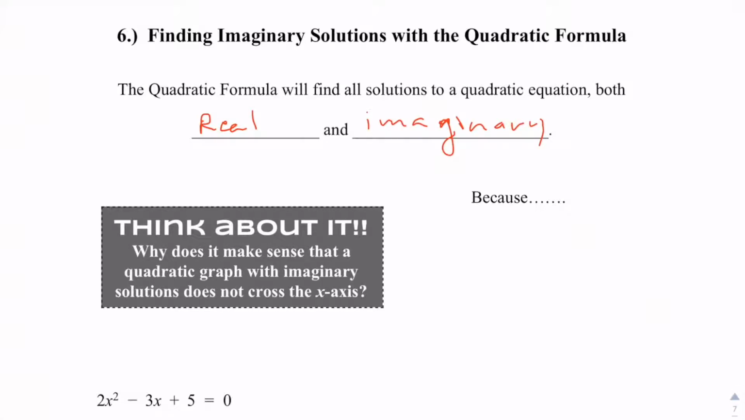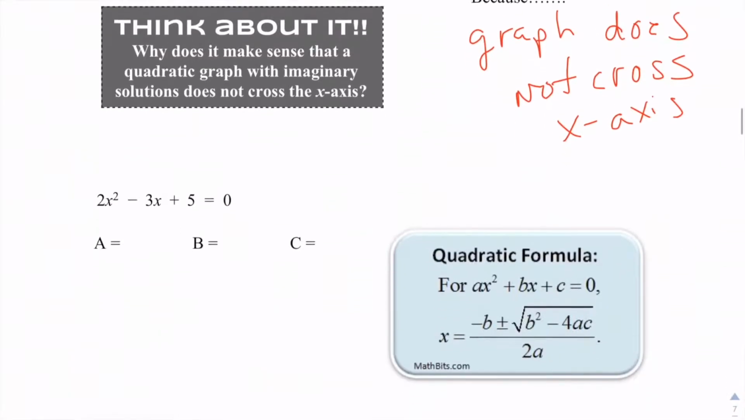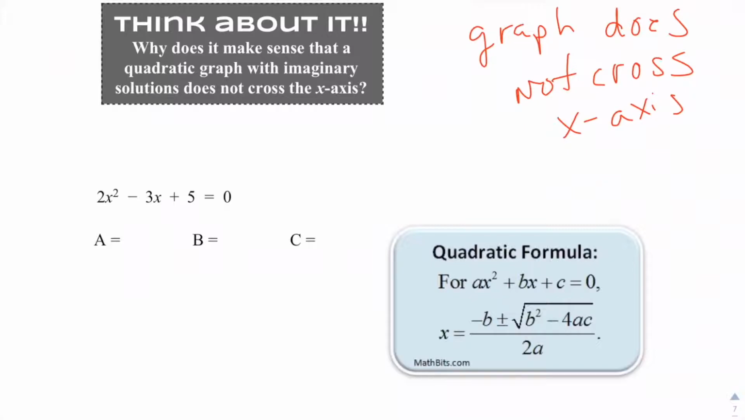Now, one thing that I want you to think about: when you have real solutions, that gives us our x-intercepts, but imaginary solutions do not. So with imaginary solutions, the graph does not cross the x-axis. So we want to come down here now, and we're going to work on this quadratic to solve it and see if it's got imaginary or real solutions.